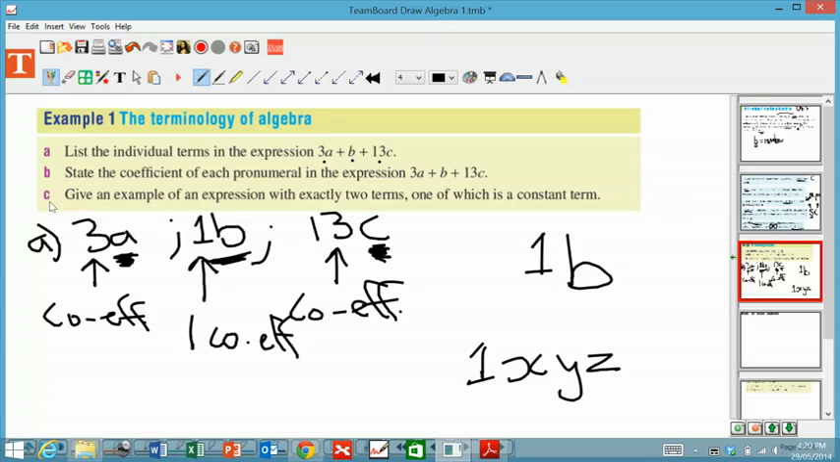Alright, part C. Give an example of an expression with exactly 2 terms, one of which is a constant term. That could be anything. We could come up with absolutely anything there. I'm going to use maybe this. So I'm going to say 3a and minus 4. Okay, that's an expression with 2 terms, because there's one term, there's another term, and one of those terms is a constant. So there's my constant. The 4 is my constant. Alright, so not hard. Really, really easy.